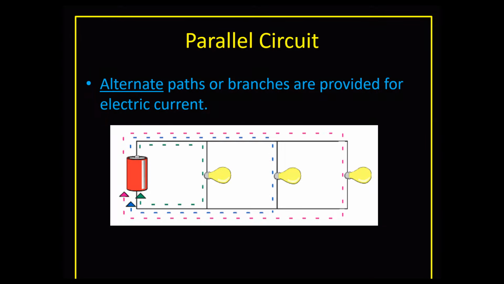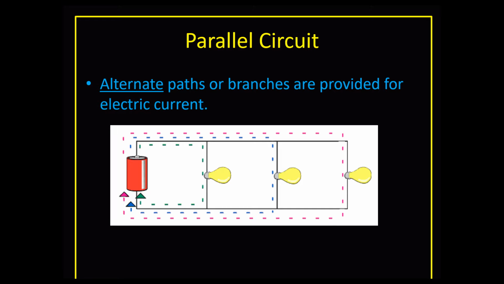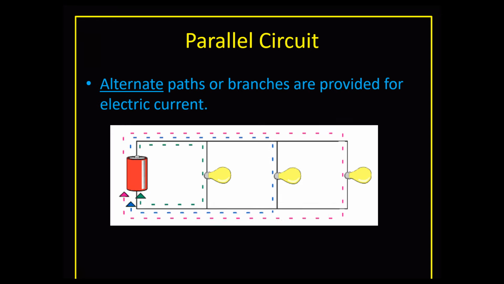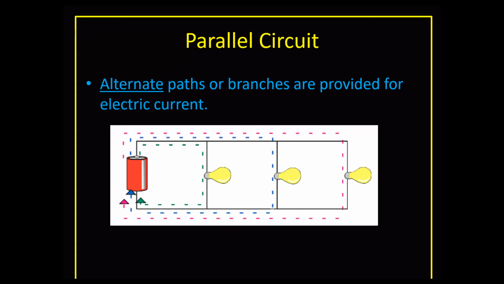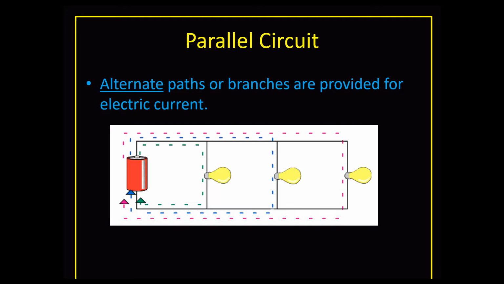Now, we can also have parallel circuits, which means that we have alternate paths or branches for electricity to flow. So if you look at this picture, we have colored electrons that show the different paths that electricity can flow. So what happens here is if one of these light bulbs were removed, it is very likely that the other 2 light bulbs will remain lit because there are alternate paths for electricity to flow. So here we see 3 different paths that electricity can flow.